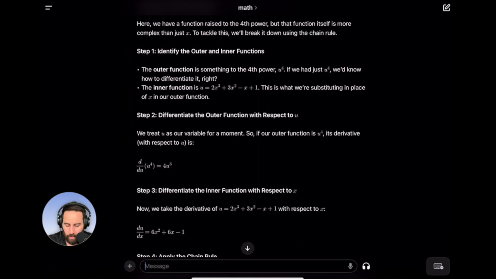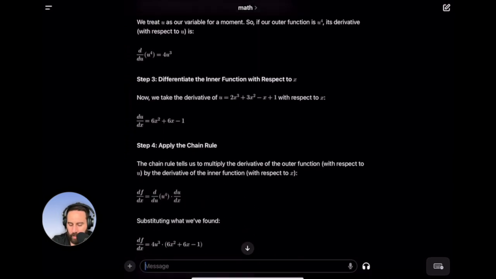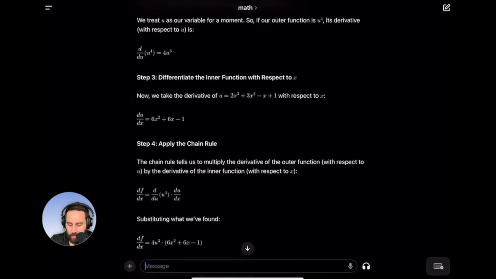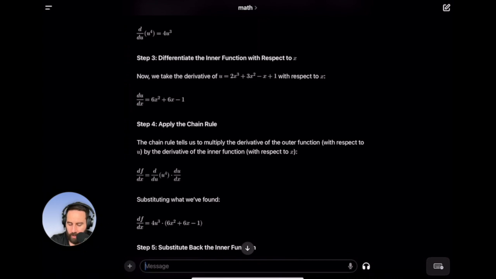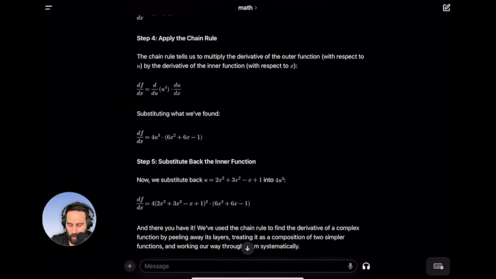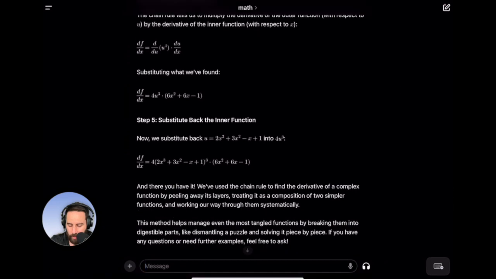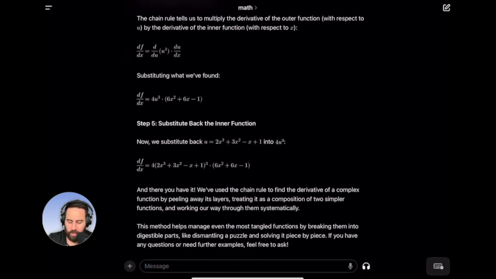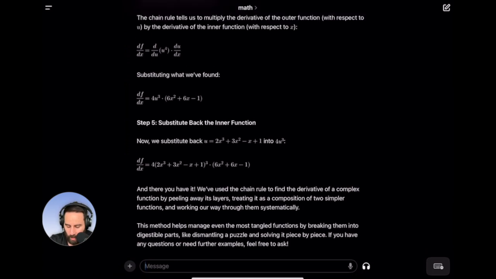Differentiate the outer function with respect to u. We treat u as a variable for a moment, so if our outer function is u to the 4th, its derivative is normally 4u to the 3rd. Differentiate the inner function with respect to x. Boom. Just a derivative of the inside. Apply the chain rule, and now we multiply them. Substitute what we've got. Perfect. And u to the 3rd is always just the inside. Substitute back in the inner function. And there you have it.